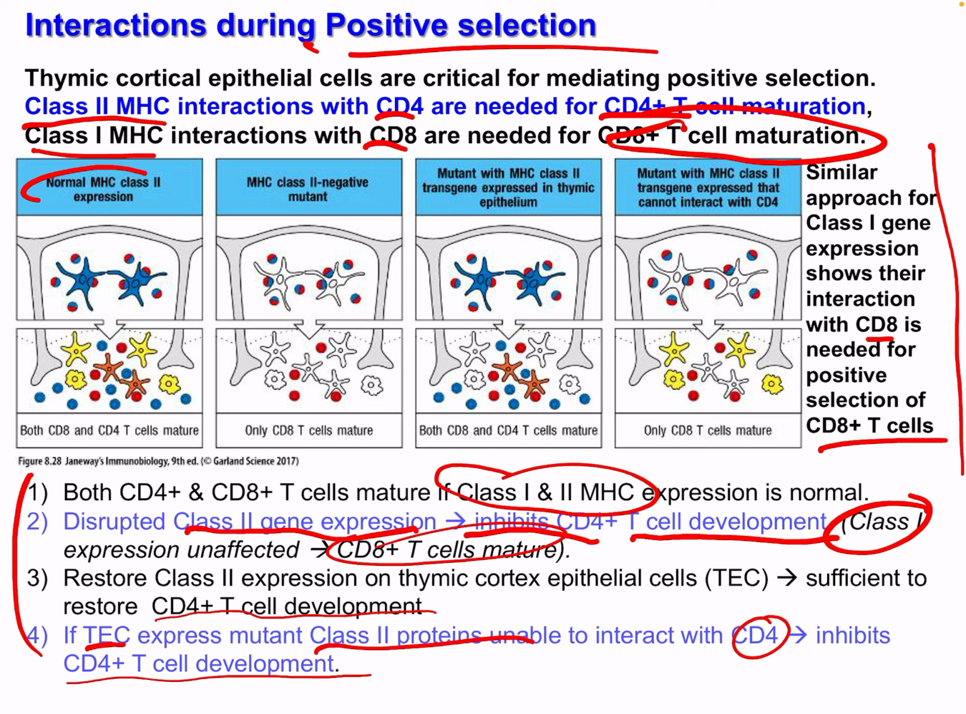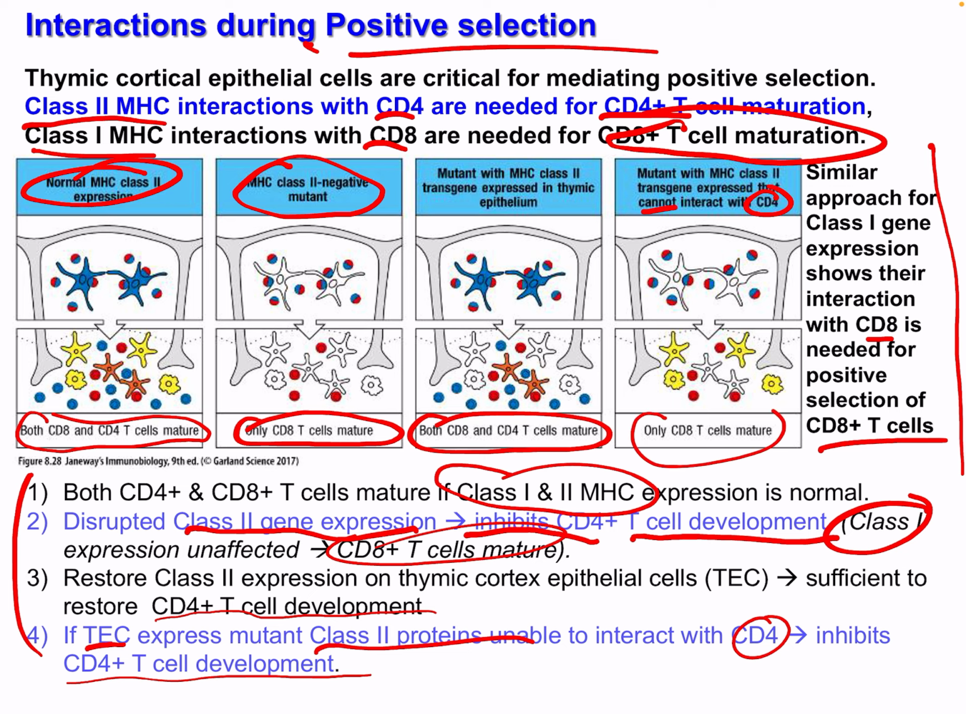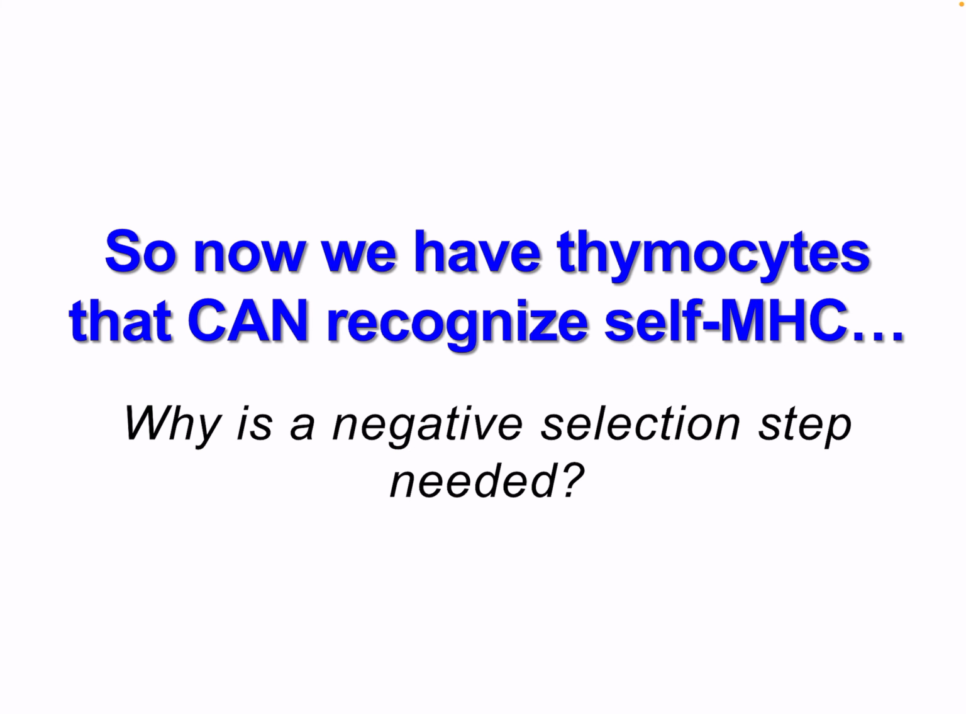So here we have a normal MHC class 2 expression. Both of these mature. With an MHC class 2 negative mutant, only CD8 T cells mature, as they use MHC class 1. So with a mutant MHC class 2 transgene expressed in thymic epithelium, again, both will mature. If we have a mutant MHC class 2 transgene expressed that cannot interact with CD4, again, only CD8 will mature. So now we have thymocytes that can recognize their self-MHC. So this is our passing positive selection.